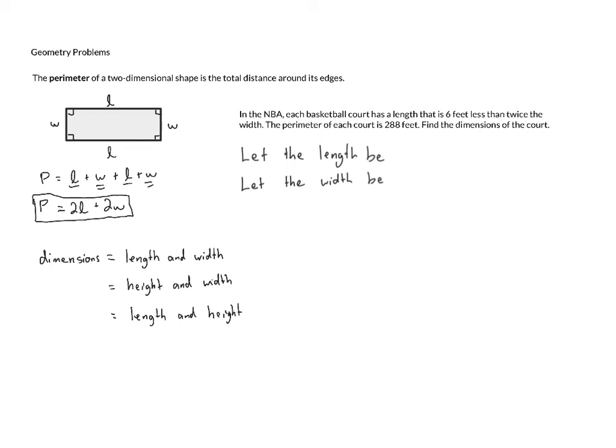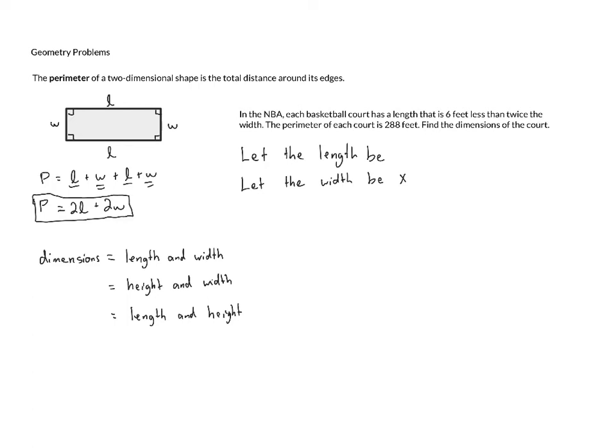Now we need to figure out which of these is x. We're told it has a length that is 6 feet less than twice the width. Because we're told something about the length based on the width, that means the width is going to be x. Now we need to figure out what the length is going to be. The problem says the length is 6 feet less than twice the width.